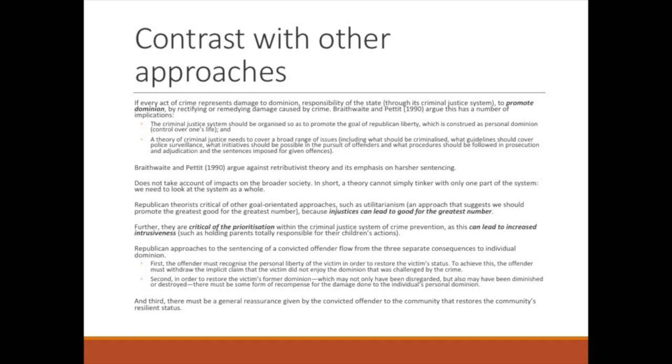So, retributivist theory is insufficient because a theory cannot simply tinker with one part of the system here or there. In the case of retribution, it's just talking about punishment. A good theory of crime and how we respond to crime needs to look at the system and society as a whole. Republican theorists are also critical of goal-oriented approaches like utilitarianism, which suggests that we should promote the greatest good for the greatest number, because it is possible that injustices can lead to good for a greater number of people.